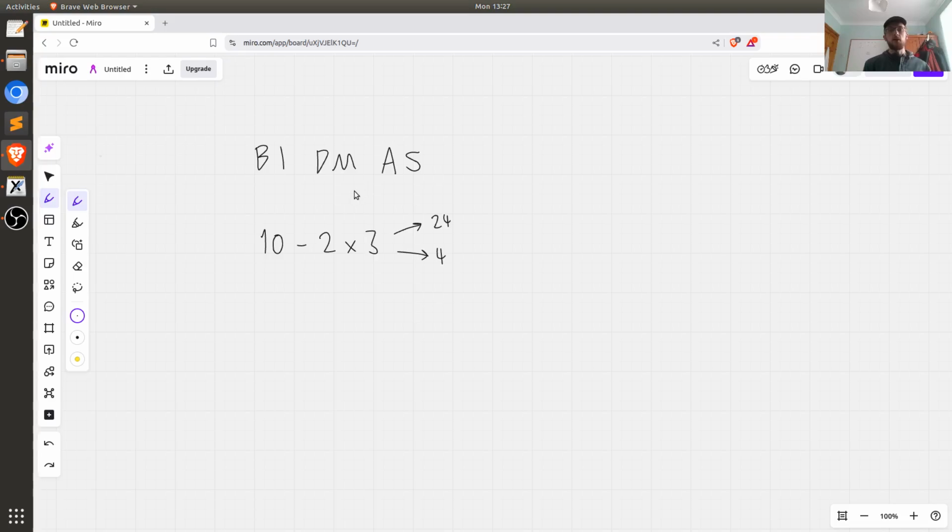BIDMAS tells you what to do first. B stands for brackets, I stands for indices, D stands for division, M multiplication, A addition, and S subtraction. You are supposed to do multiplication before you do subtraction, because M comes before S. So in this case, the answer would be 4.